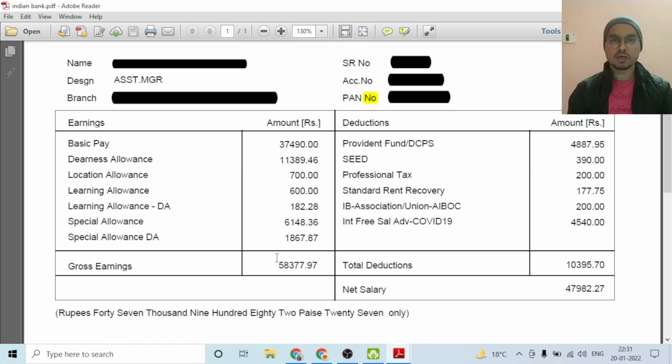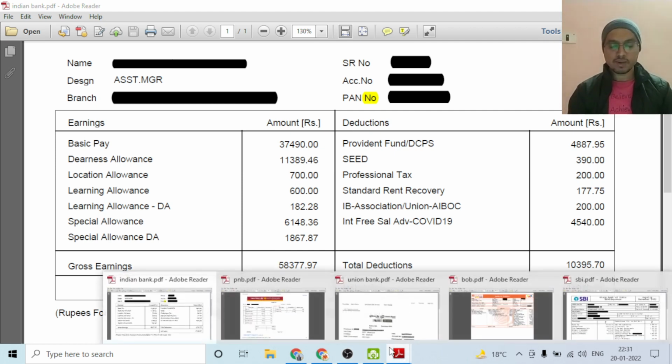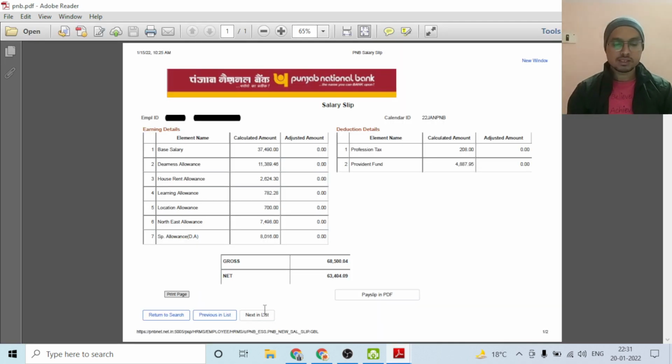Now come to the next one. The next bank is Punjab National Bank. You can see the salary slip of Punjab National Bank, where the employee ID will be mentioned.